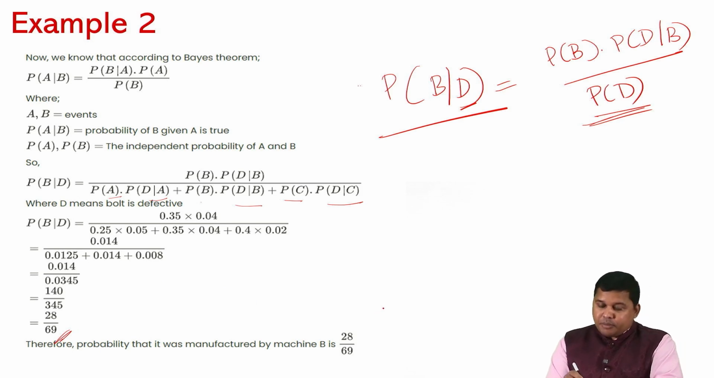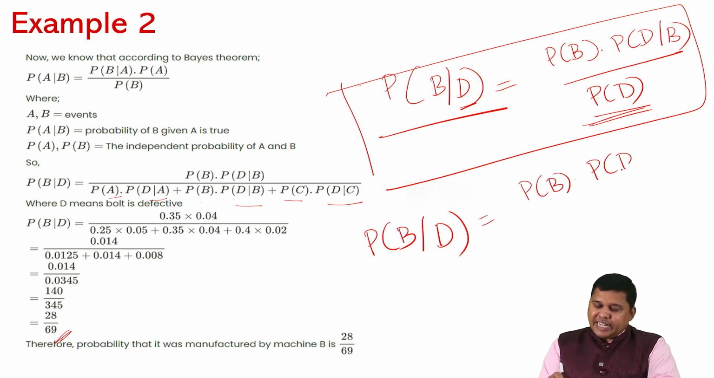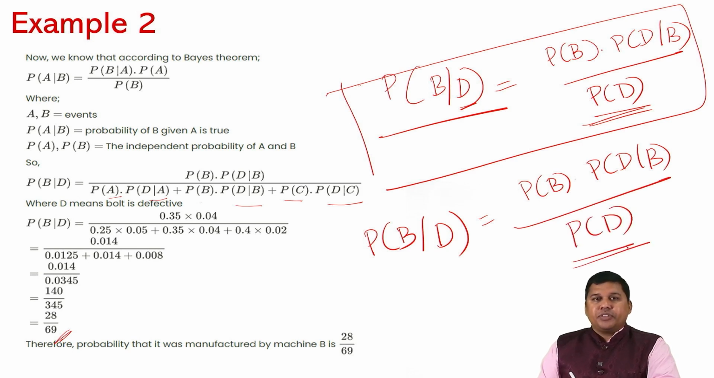So, this is the Bayes theorem formula. We are supposed to find out, given that it is a defective bolt, the probability that it is from machine B. So, I am applying Bayes theorem. I know P of B given D is P of B into P of D given B divided by P of D. But what is P of D? We do not know that, so we apply the total law of probability here.